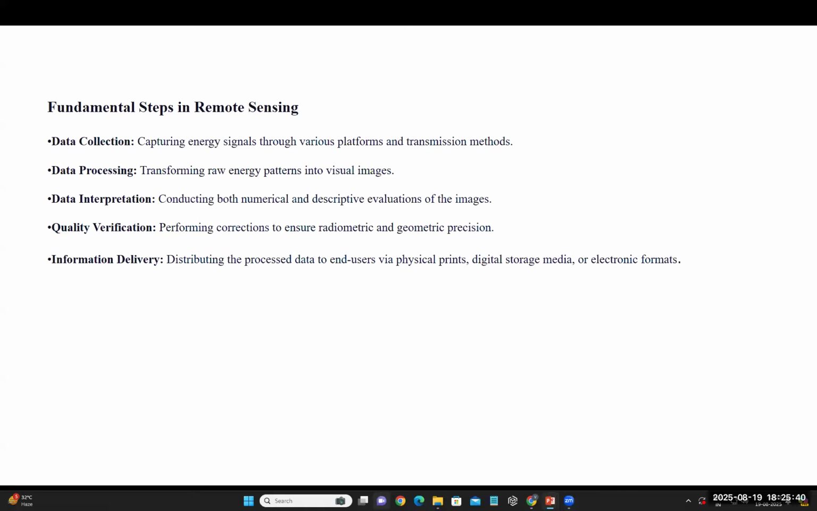Now, what are the steps in remote sensing? I am just reading it and I will elaborate. First is the data collection. Second, after collecting data, we have to process it, so data processing. After processing, now I will elaborate on it.